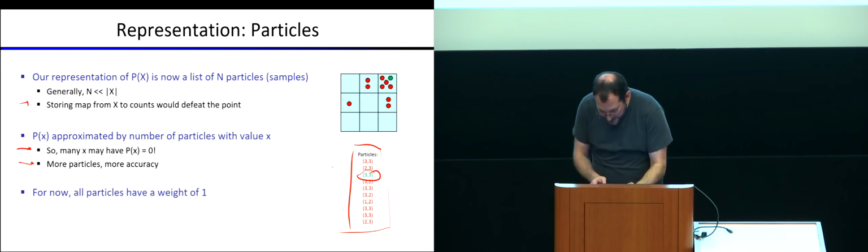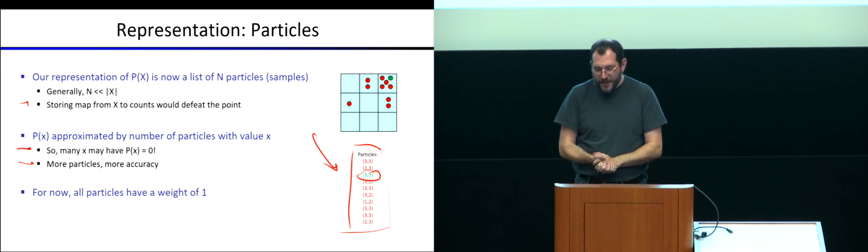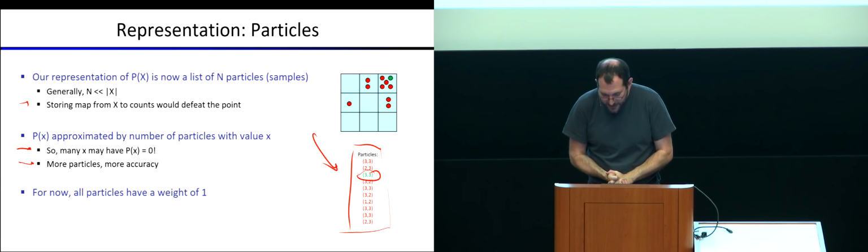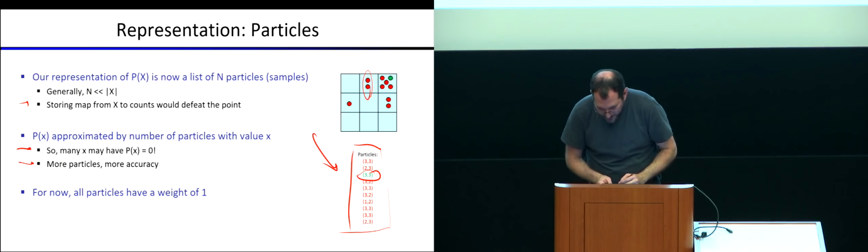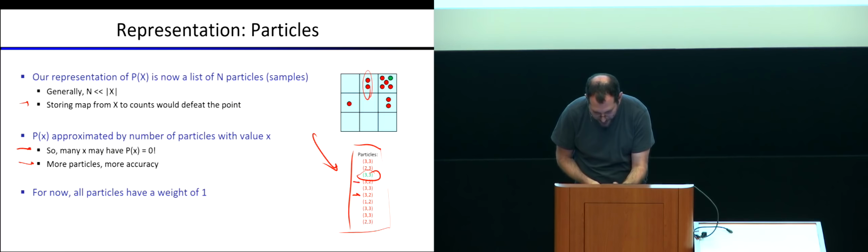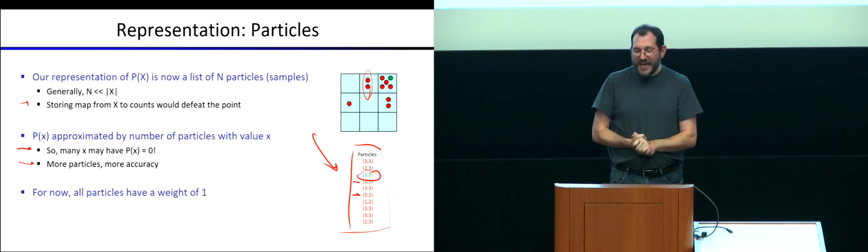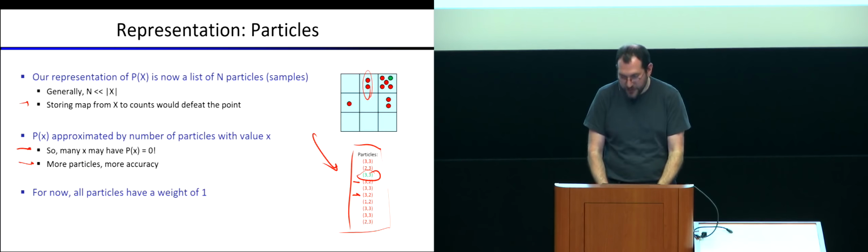So if I show you this list of particles here, I could ask you a question like, what's the probability that the robot is at this location, which is 3, 2? I would look through and say, well, there's a 3, 2, and there's a 3, 2. So 2 out of 10, that is my approximation. Is that right? It's probably not right. This is like any other sampling method. Unless you have a lot of samples, you're going to have some error due to sampling noise.